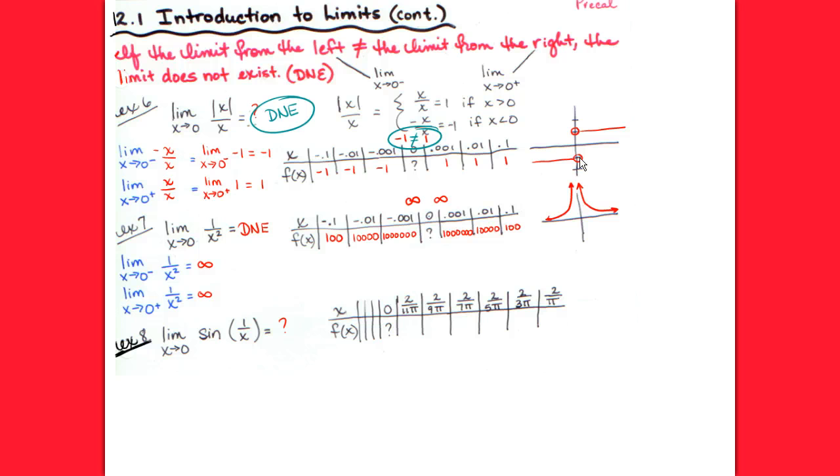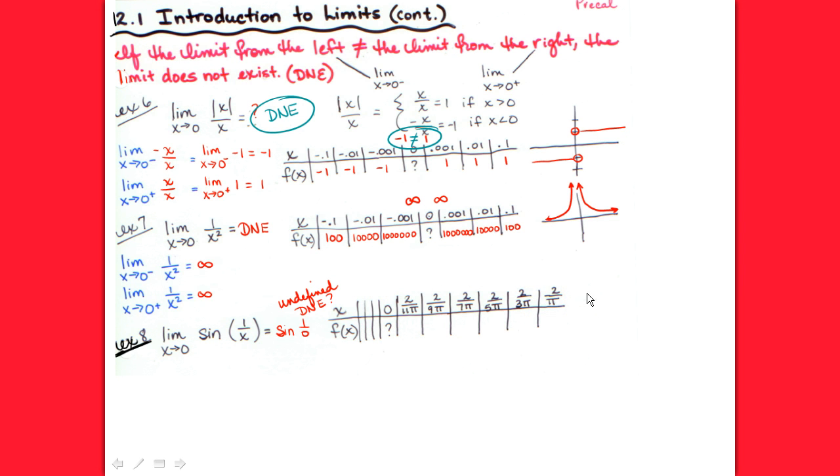Example 8 gives us another way that a limit might not exist. Again, I tried direct substitution here. I plug in 0, I get undefined, so I'm going to have to go about this a different way. And in this case, we have the table laid out for us here.